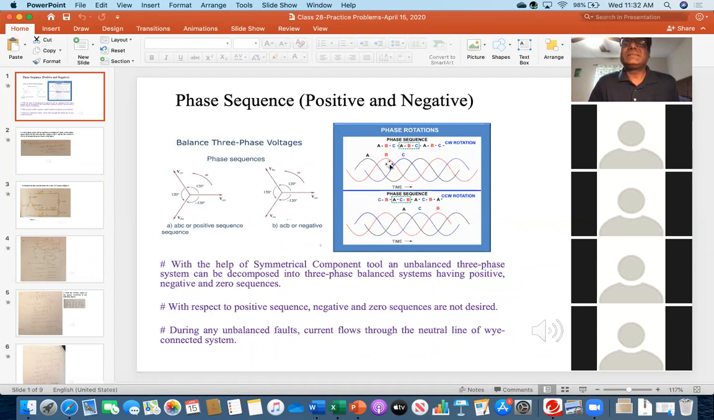So now see this diagram. I have written phase rotations. ABC phase sequence means the peak of A phase will come first. Then after 120 degrees, the peak of phase B comes. Then another 120 degrees, the peak or amplitude of phase C comes. That is the meaning of ABC. And at the bottom, this is ACB. See, the peak of A comes, then the peak of C comes, not the B phase. B phase comes after 120 degrees. So this is the example of ACB.